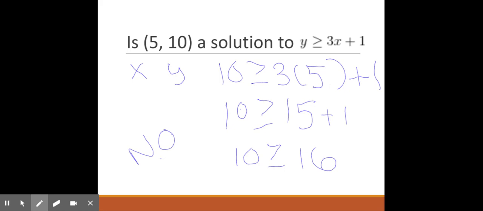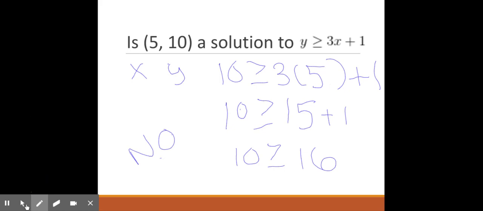And that's going to make a lot more sense when we actually graph them. So that's checking. All you have to do is plug in the x and y into the inequality and see whether or not it is a point by simplifying and seeing if it's true or not.